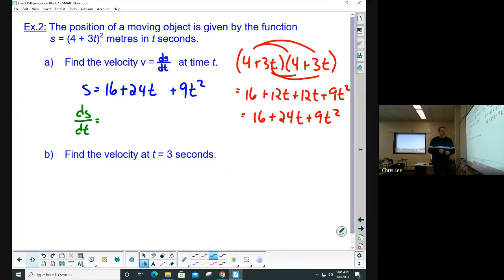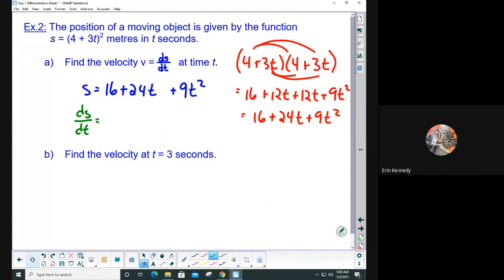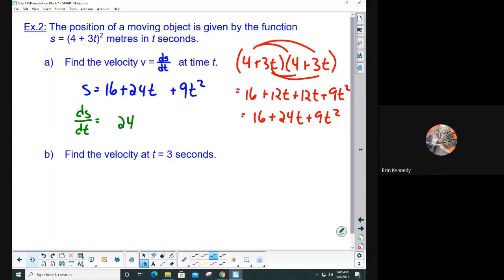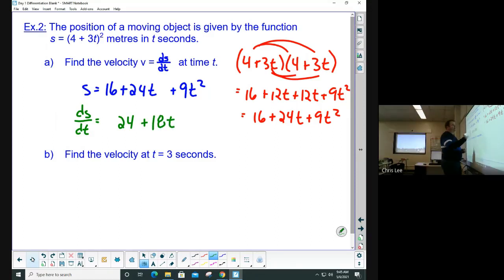Okay, good. What's next? And then the 24 without the t? Yep. And then 18 plus 18t? Yes, perfect. Good job. So just don't forget those constants, the derivative of those are zeros. 24t is just 24. And then, of course, we're using our power rule. 9 times 2 is 18t. Great. So we found this, which is the new function that's describing speed.